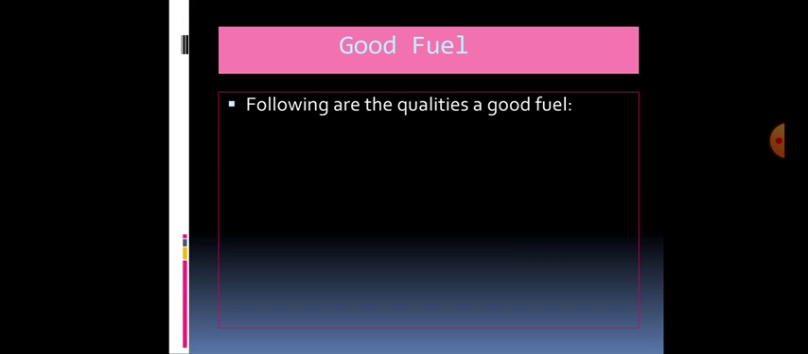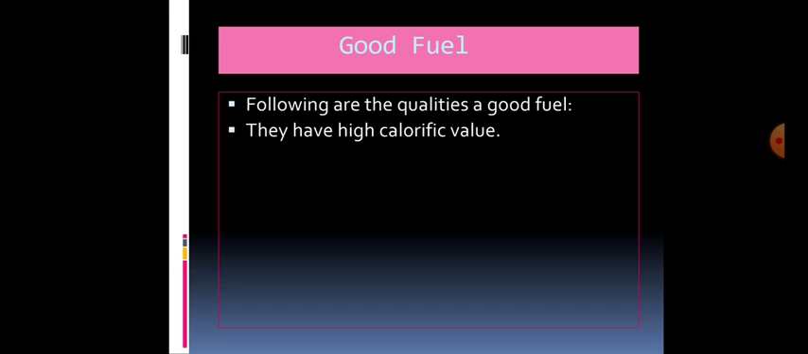Then the second point which comes to us is, are all the fuels good to be used? No, it's not like that. There are some characteristics. As I mentioned earlier, in case of cooking, we prefer LPG rather than wood. Why? Because of some good qualities. So good fuels have the following qualities. They have high calorific value. Now, what is calorific value?